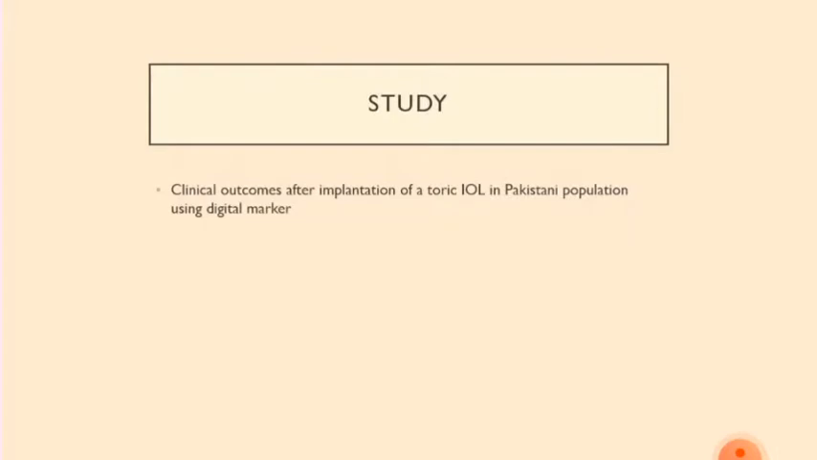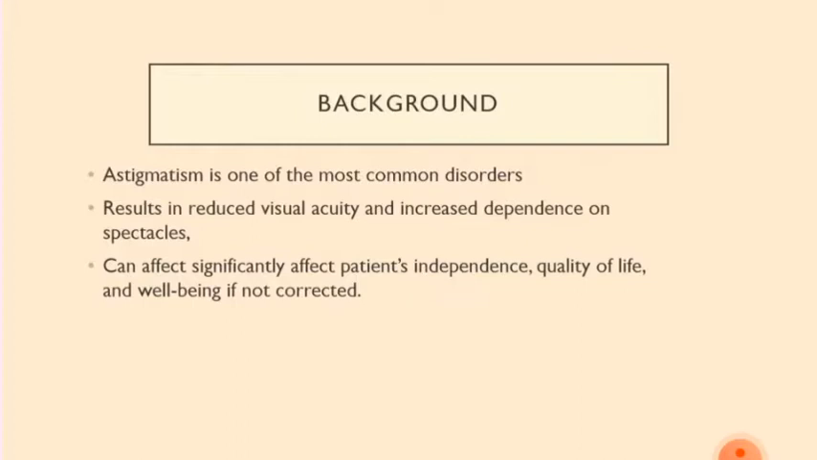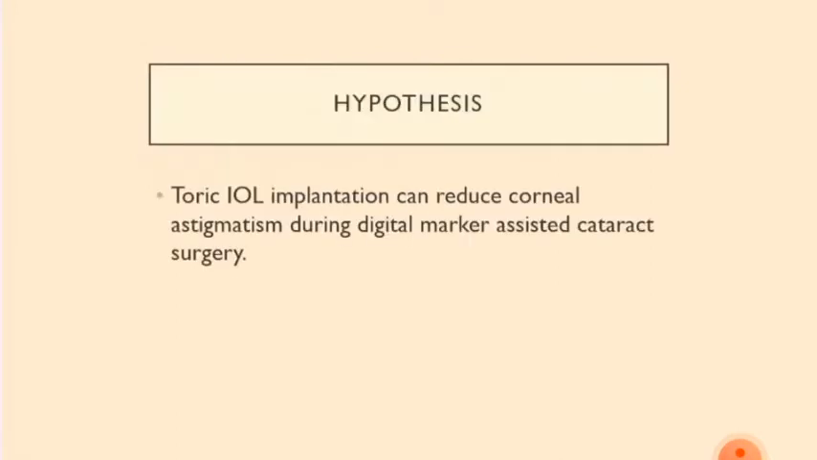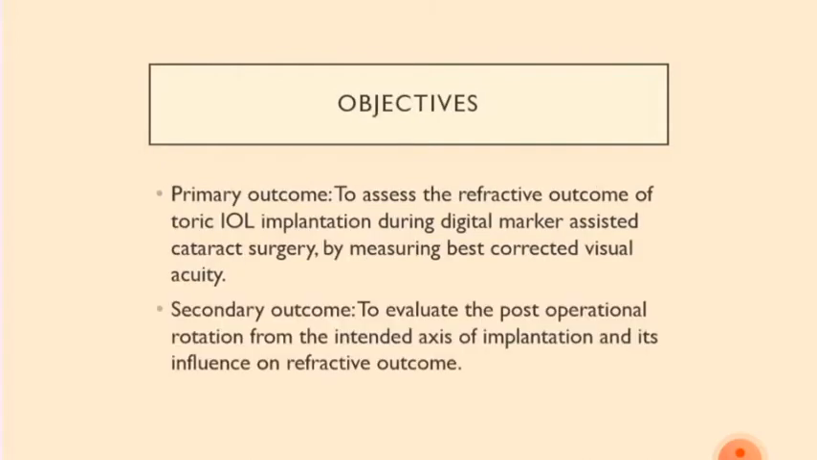So we did a study on the clinical outcomes of the implantation of toric IOL, with the background that astigmatism is a problem. Lots of people have astigmatism, and it can affect the quality of vision, and we need to have accurate predictability. The hypothesis was that toric IOL implantation can reduce corneal astigmatism during digital marker associated cataract surgery, which is what we've been talking about. The primary outcome was to assess the refractive outcome of toric IOL, and the secondary outcome was to see how much rotation it required, and if it didn't require, what was the refractive influence of that.